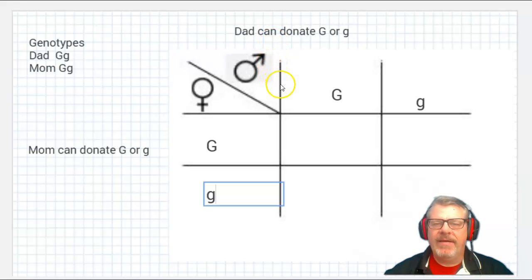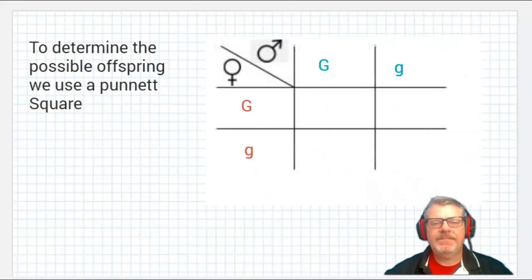It doesn't really matter if you put dad up here or on the side, or mom up on top or on the side. It ends up working out the exact same way. I have it set up where I have the male on this side and the female on this side, but it doesn't have to be that way. Once we have it set up, we're going to try to determine the possible offspring.